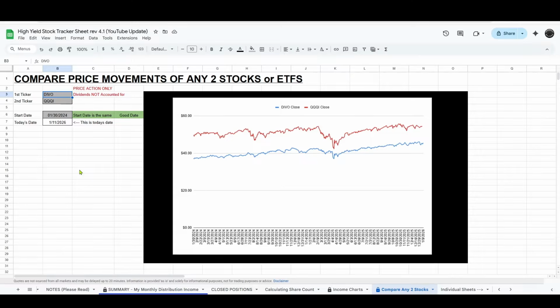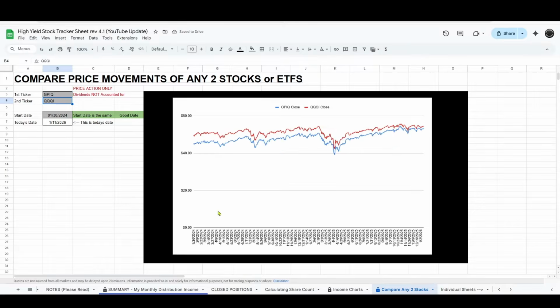I can then change DIVO to a different one, and we'll change it to GPIQ. And you can see right there, it just gives you a visual of how that price has been moving. Is it moving up, sideways, holding that NAV, or not? And since this doesn't even take into account the distributions or dividends, you can at least see how the price of that stock has been moving.